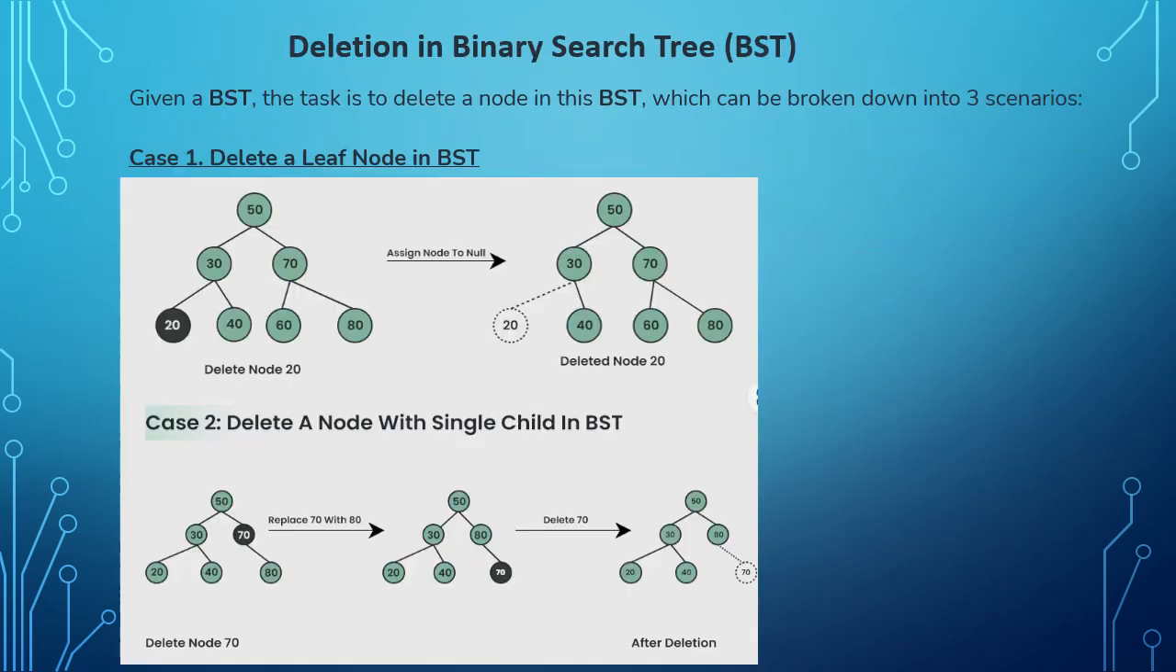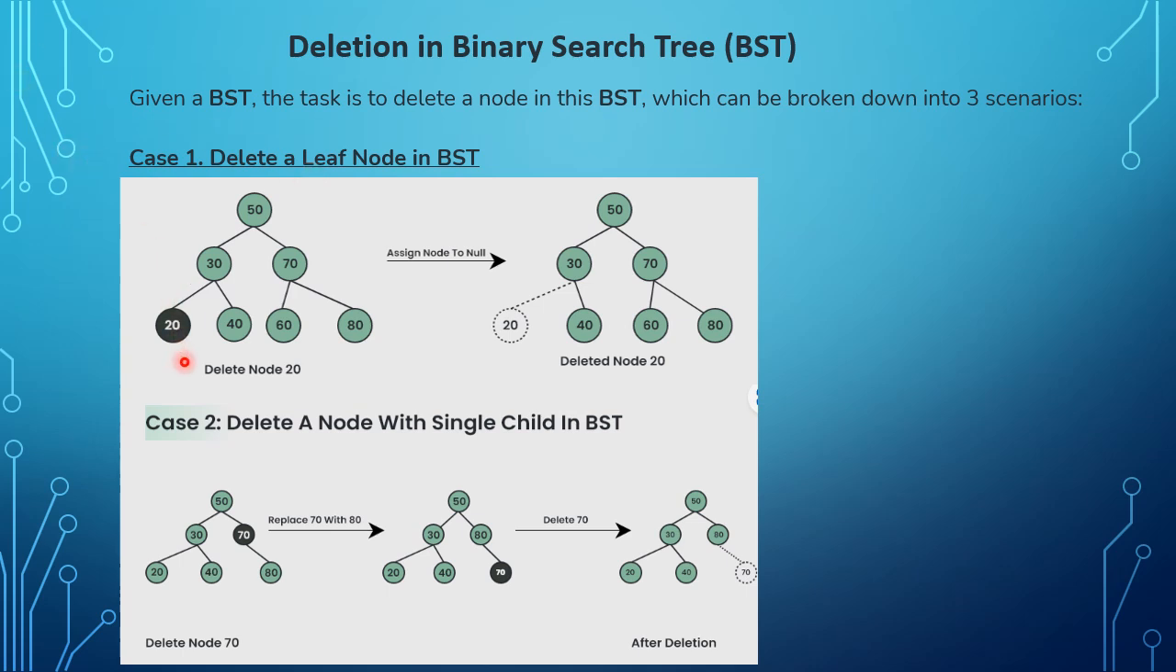So let us move on to the deletion operation in binary search tree. Given a BST, the task is to delete a node in this BST, which can be broken down into three scenarios. That means to delete an element in the BST, there are three cases. The first case is to delete a leaf node in BST.